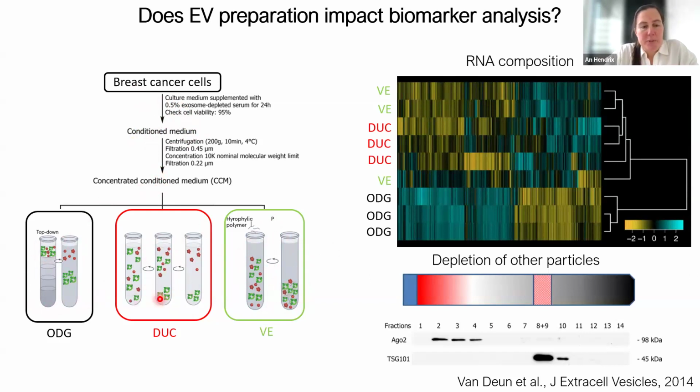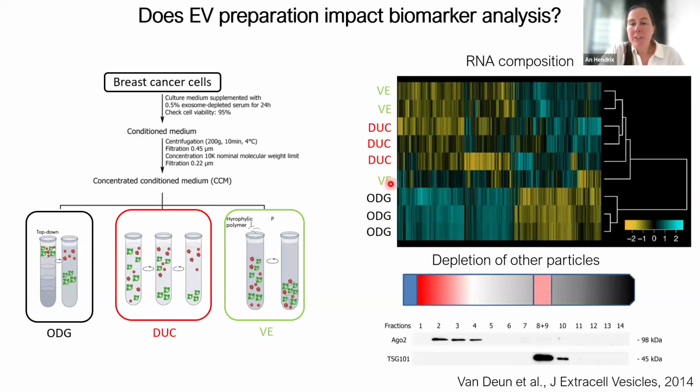From these three preparations, we then analyzed the RNA composition. We observed that the RNA composition was really different and dependent upon the method that we used to isolate the vesicles from these samples. Interestingly, the RNA composition that we obtained with the density-based method significantly differs from the RNA composition that we obtained making use of the size-based method or the volume excluding polymer.